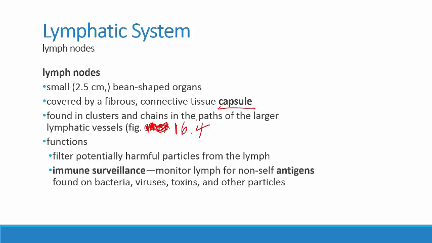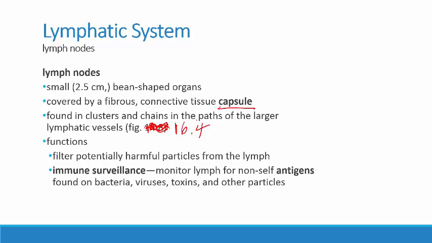They function to filter out potentially harmful particles from the lymph. While they're doing that, they perform what's called immune surveillance. They monitor the lymph for any antigens that are not part of the body, the non-self antigens. These are the antigens you would find on bacteria or viruses, on the toxins that bacteria produce, or other particles that somehow make their way into the body.